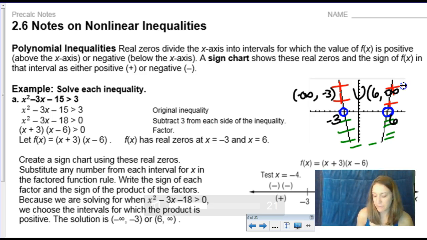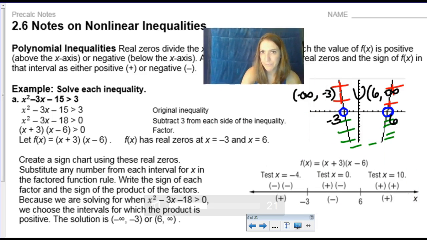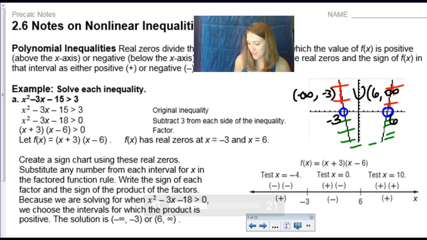Now the other method for writing this, and you can't really see it because my webcam is over it, is called a sign chart. So you write a little number line and you put your important values somewhere in the number line in relative order, so -3 and then 6. And then if you choose to plug in values into the original function that are to the left of -3, so like they decided to test -4, in factored form or in standard form, it doesn't matter, you end up with positive outcomes.